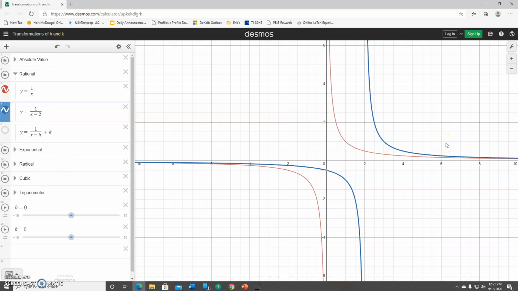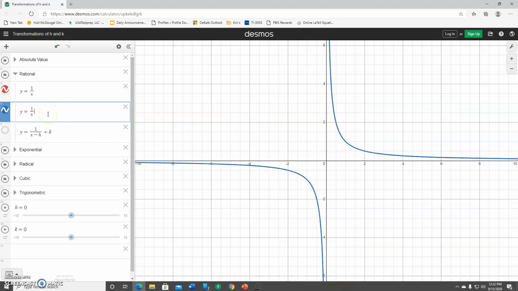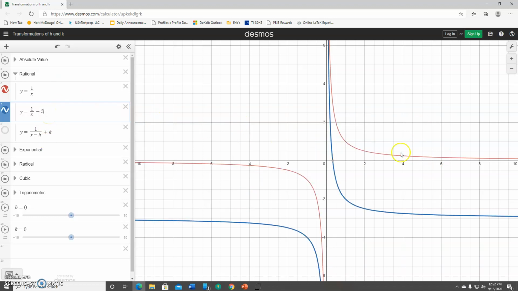So again, you're not so much concerned about the shape per se. You're translating an understanding that when you do something inside of a grouping symbol, the impact is the same as it was for quadratics. If I take it on the outside, say plus 2, the entire picture did move up 2 units. On the outside, minus 3, the entire picture did move down 3 units. So again, all of these actions are transferable. Let's go ahead and turn these off.